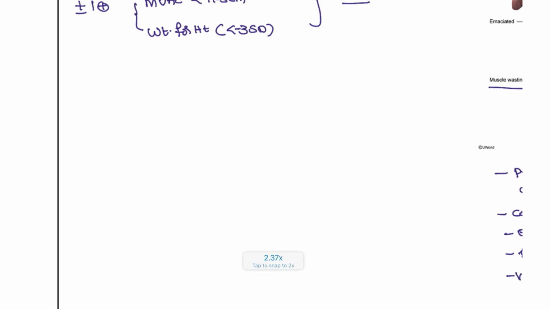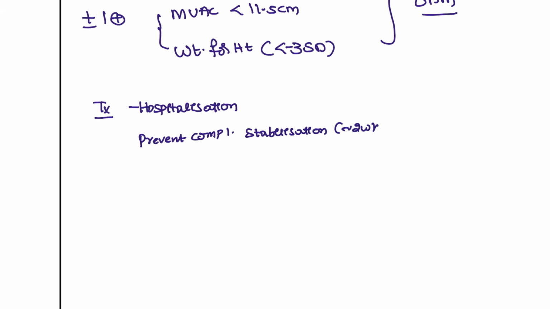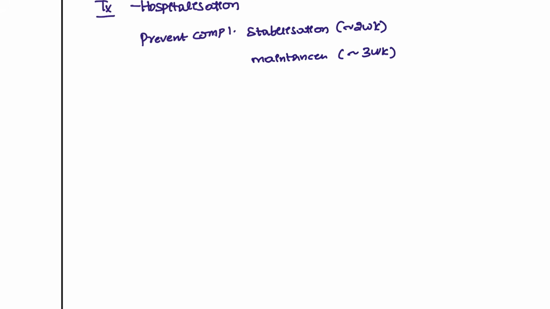How are we going to treat this patient? So treatment is hospitalization. You have to admit the patient to hospital and prevent complications. How are you going to prevent the complications? You have to choose the stabilization phase, which will be around 2 weeks, followed by the maintenance phase. This is around another 3 to 4 weeks.